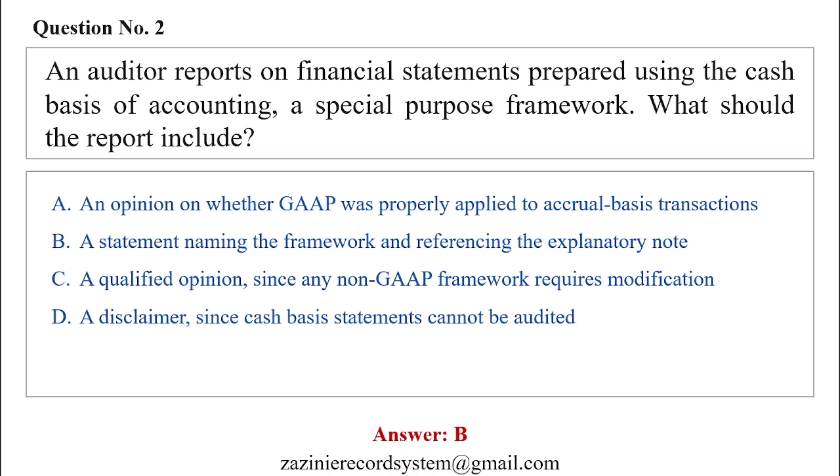Explanation. Letter B is correct because the report simply needs to identify that a special purpose framework, cash basis in this case, was used, and point readers to the note where that framework is explained. A special purpose framework doesn't automatically mean a qualified opinion or a disclaimer. It can still get an unmodified opinion when applied appropriately.